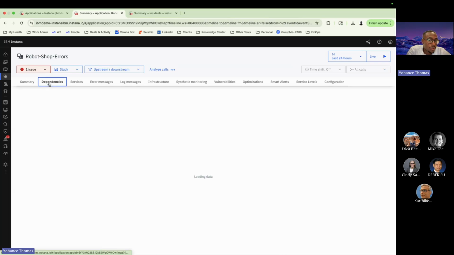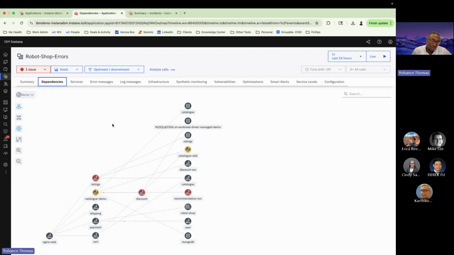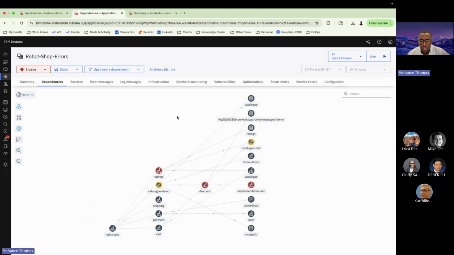But when we go to the dependency map, as I said, all of this is being correlated and mapped by the platform. So we're able to see very visually what's going on, how things are connected, and how we can potentially solve the issue. Another good thing is that Instana offers the ability to get very, very granular when it comes to the time frames that we're looking at.